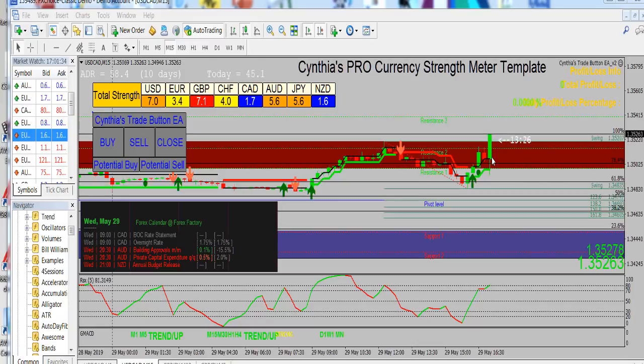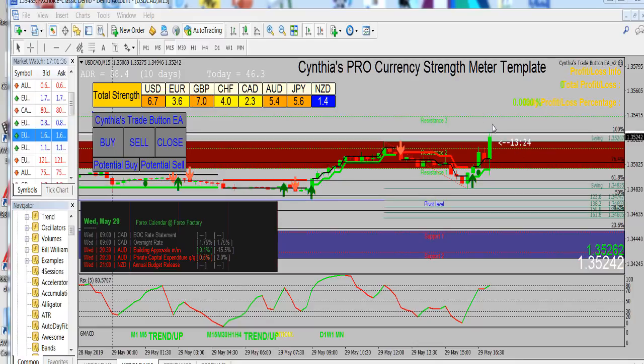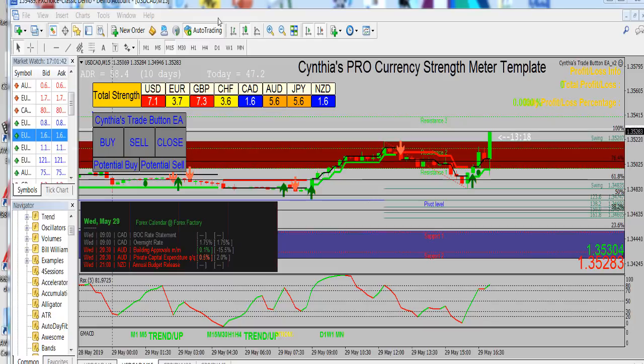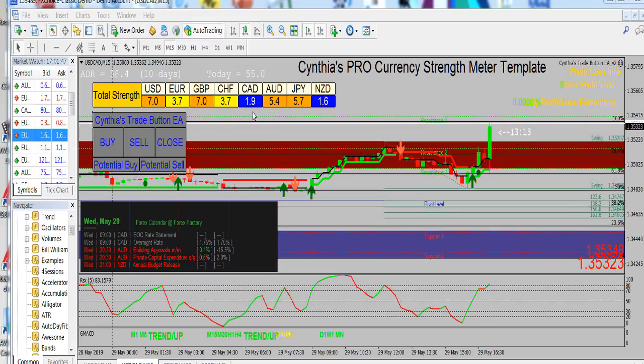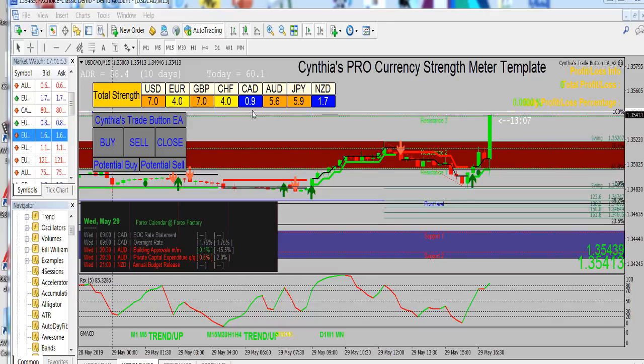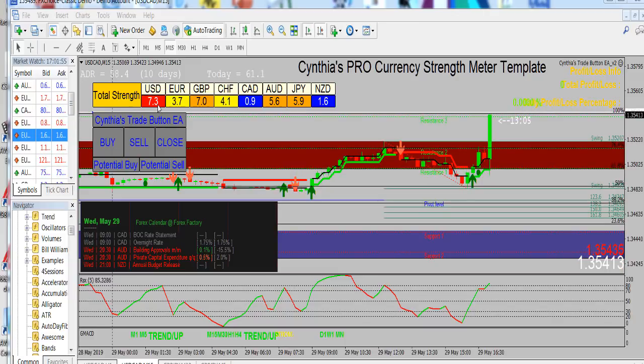So it's continuing to go up, and we'll see if it hits resistance 3, and that could take a few minutes, I don't know. Now look at how weak the CAD is. We have a blue, and this is about as weak as any currency can get if it's blue. 0.9 is extremely weak. US dollar is extremely strong at red. So now we have an extremely strong US dollar and an extremely weak CAD, and we're shooting up.